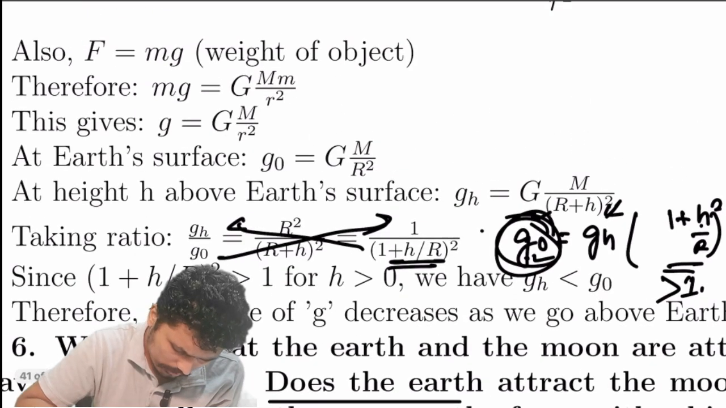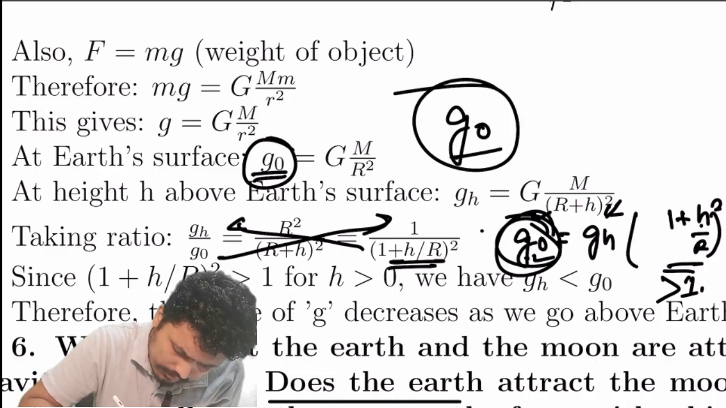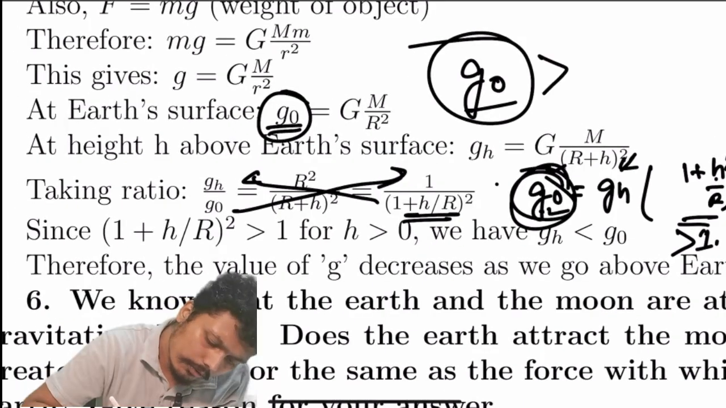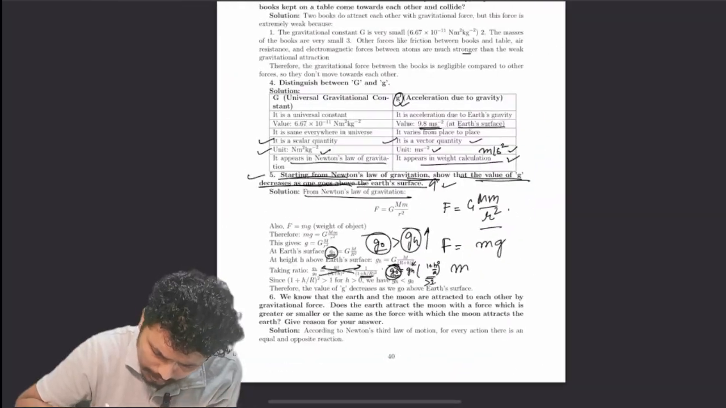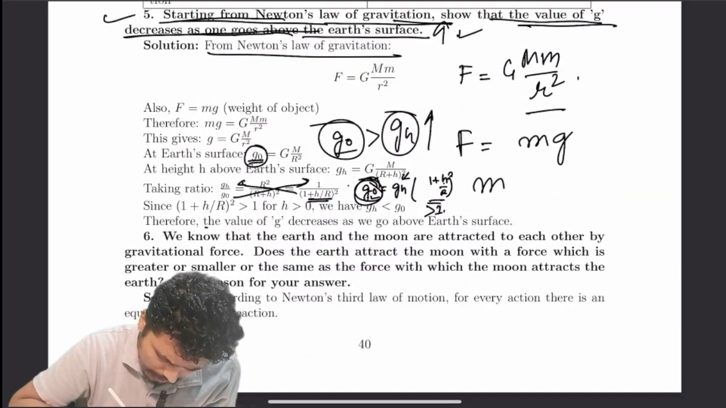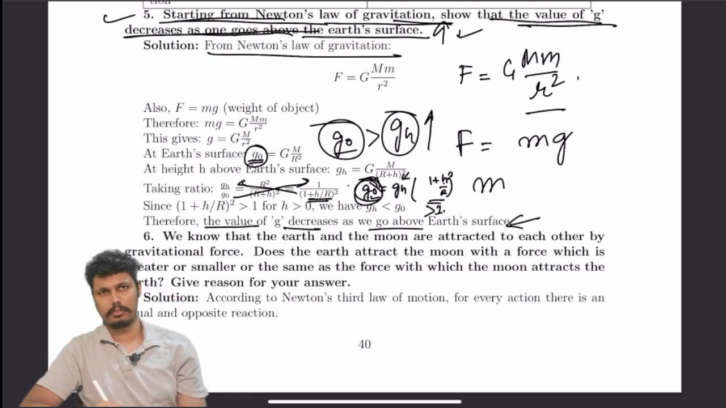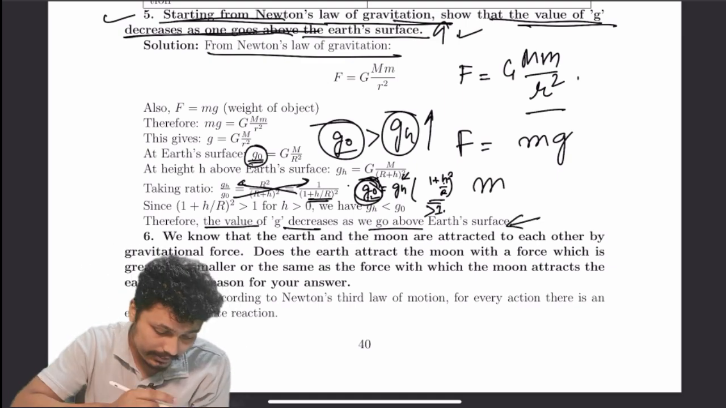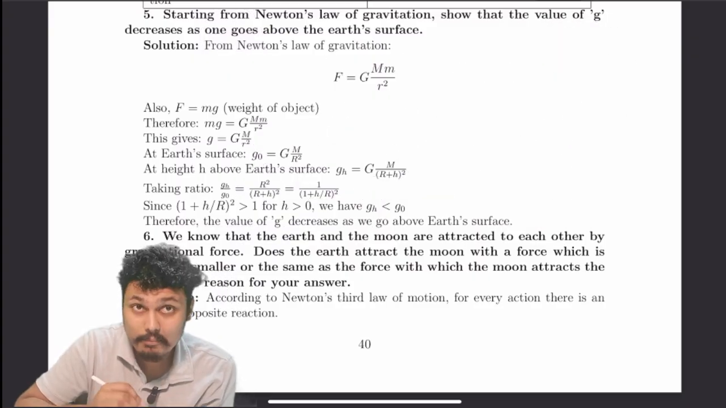What is g naught? g naught is the value of g at the earth surface. So the earth surface value is more than the value at a certain height. As you go up, the g value decreases. Therefore, the value of g decreases as you go above the earth surface. We have derived the answer according to the question. If you don't understand, there is the comment section. I'm telling you again and again.